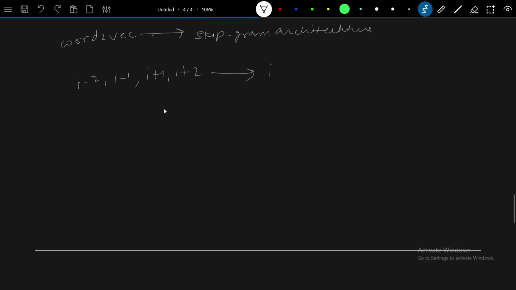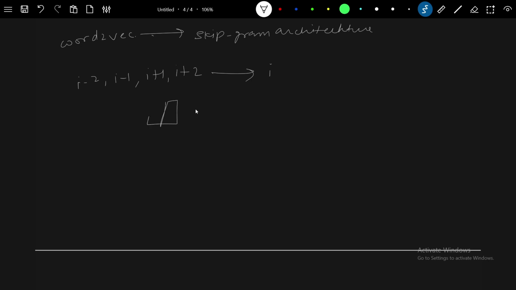So the skip-gram model had an input layer, a hidden layer and an output layer. This output layer would contain the embeddings of the word i. Okay, so that is how it was. You feed in the embeddings of all the surrounding words and train the model such that it generates the embedding of the center word i. So that is how the skip-gram architecture was used to train the word2vec embedding.